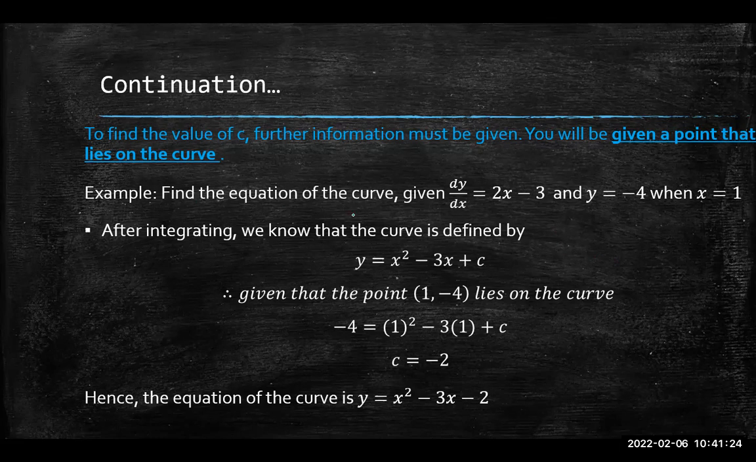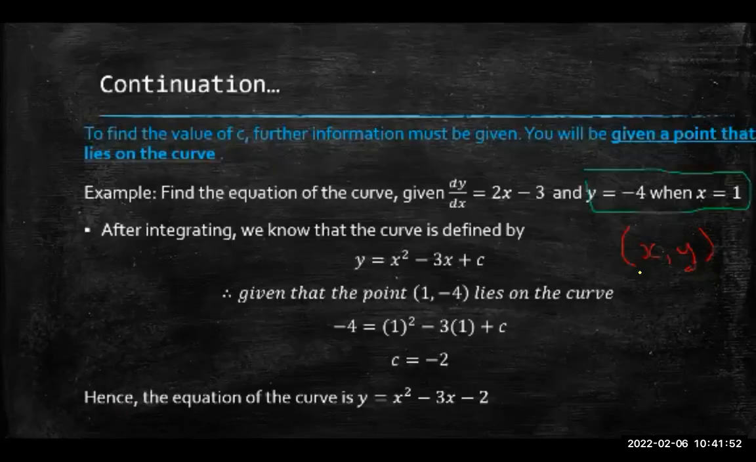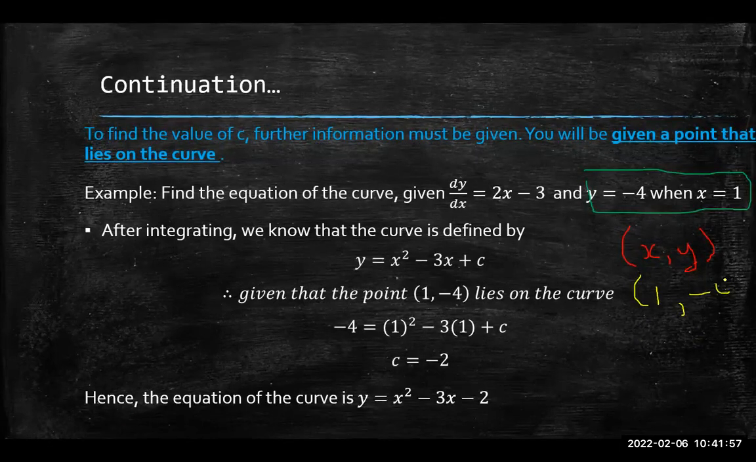So example, find the equation of the curve given dy/dx, which is the gradient function. So dy/dx is equal to 2x minus 3, and they also told you that y is equal to minus 4 when x is equal to 1. So this is the point on the curve, right? Recall, the coordinates are in the form (x, y). My x value in this case is 1, my y value is minus 4. So this is the point that they're referring to, the point on the curve.